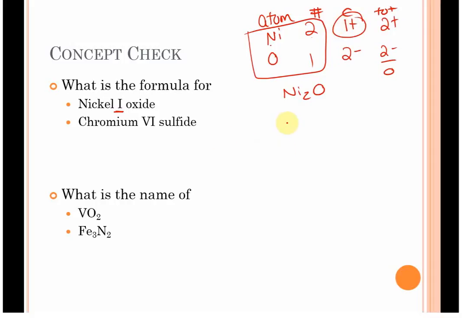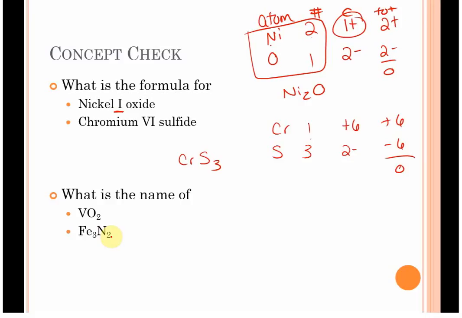All right, chromium 6 sulfide. We have chromium and sulfur. It tells us the charge of chromium is +6. Sulfur is in group 6, so it's got a 2- charge. So we just need 1 of these and 3 of these to give us charges that will cancel. And so we can write this as Cr1, I'm not going to write my 1, S3.